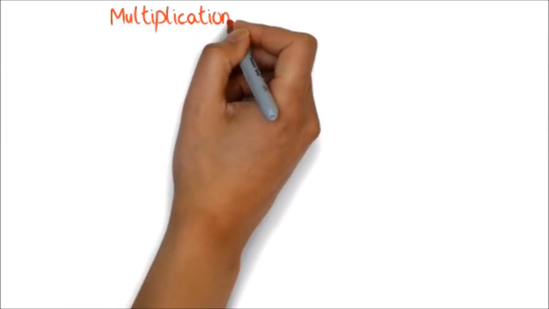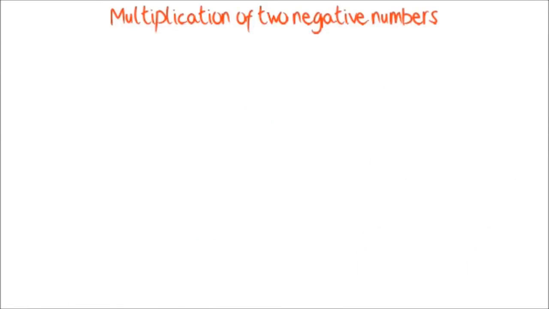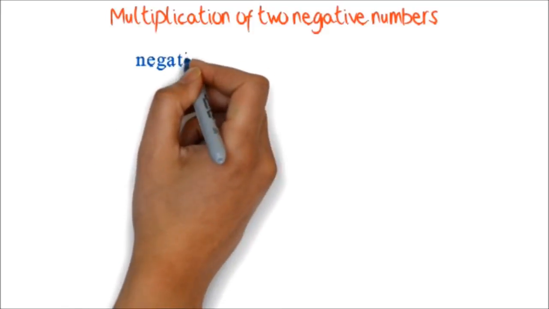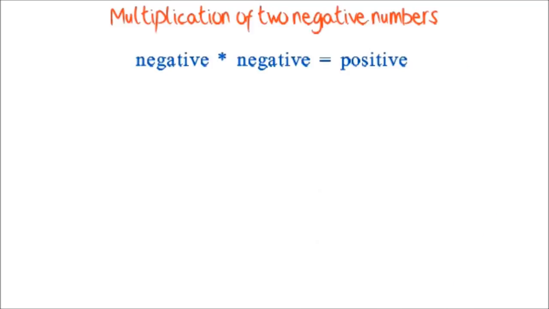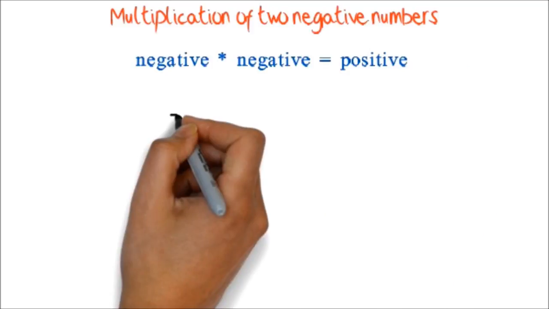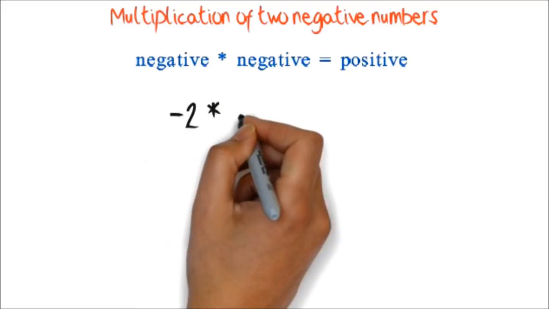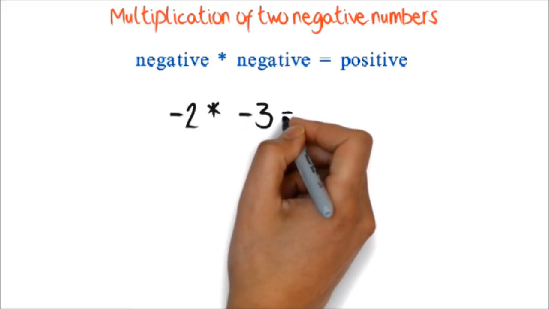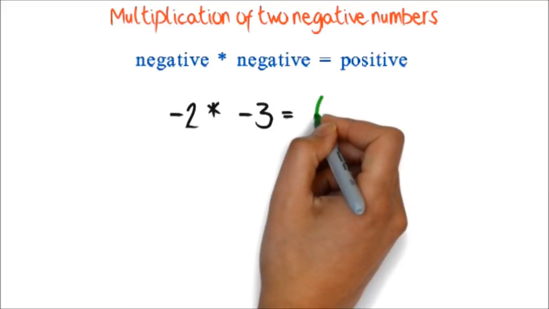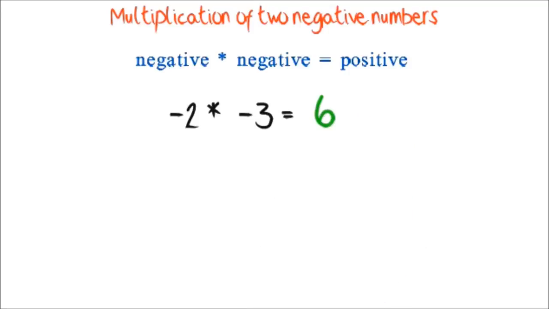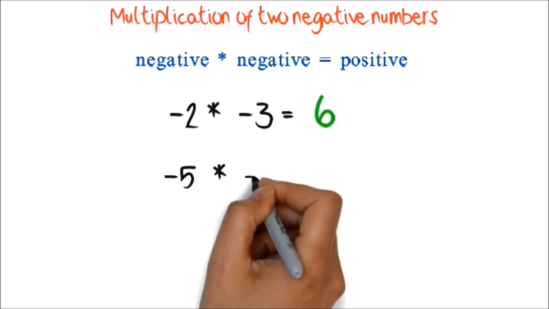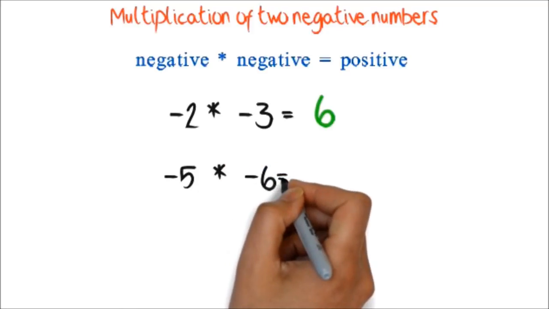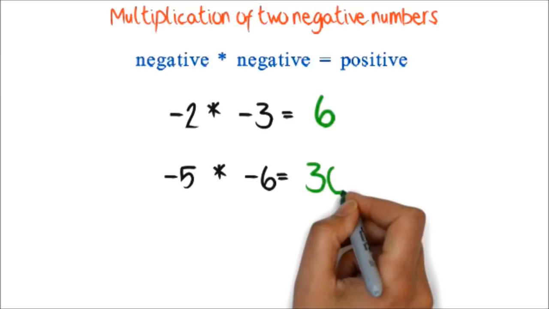Now, let's look at when you multiply two negative numbers. When you multiply two negative numbers, the answer is always positive. So we say -2 times -3 equals 6, and -5 times -6 equals 30.